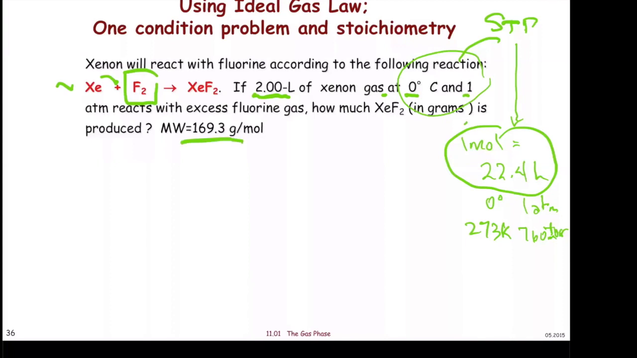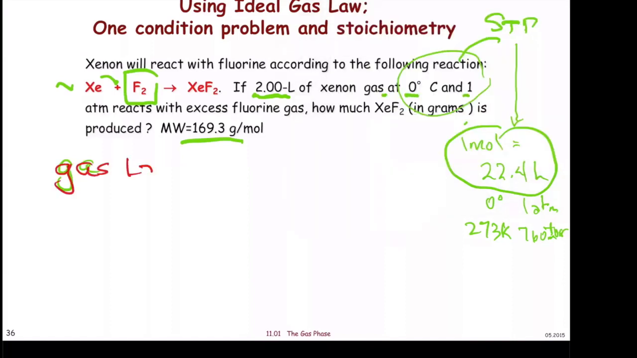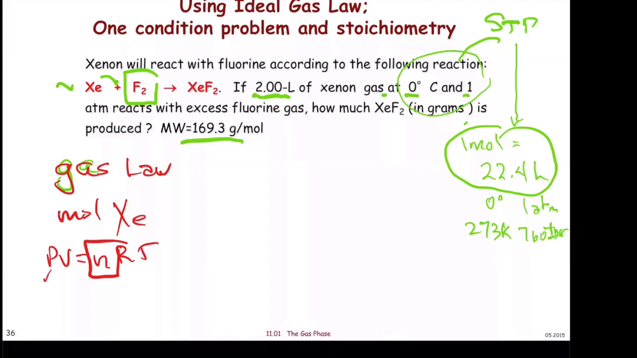So the strategy is to use gas laws to get the moles of xenon. And we can use PV equals nRT. And we can calculate moles there because we have the pressure, which is 1 atmosphere. We have the volume, which is 2 liters. And we have the temperature, which is 298. So we have all this, and of course we know R, so we can calculate the moles, or we can simply use that 1 mole of any gas equals 22.4 liters, or 22.4 liters equals 1 mole.